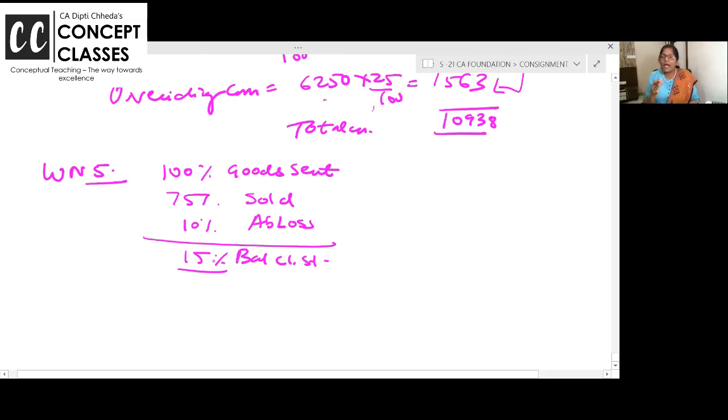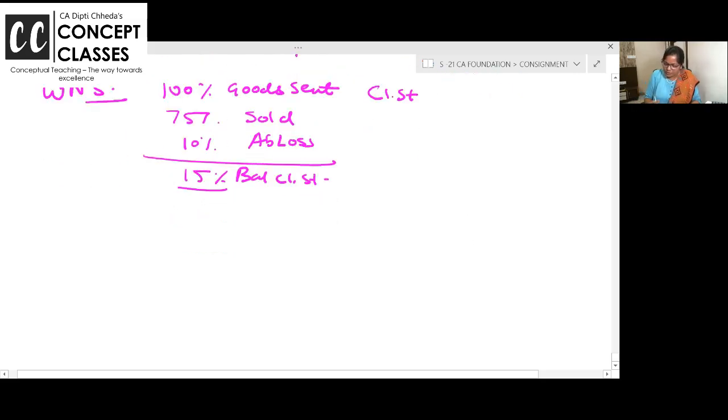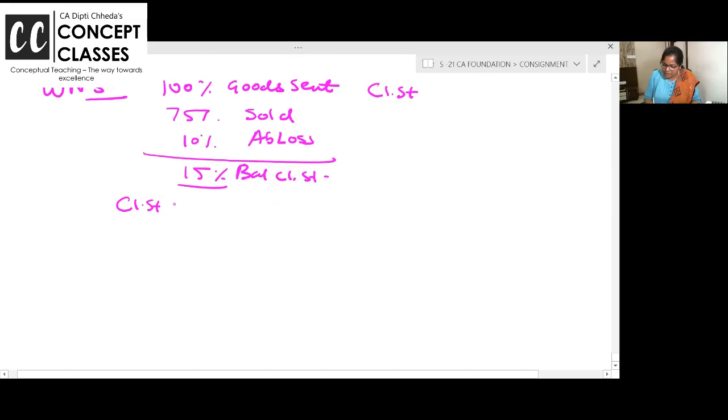I can't say how much you will enjoy costing in CA Inter if you know the consignment account. The accounts are exactly this; its elder brother is called branch accounting. Is the percentage clear? So 15% closing stock is there right now. Okay. Now closing stock, we'll write below this. Closing stock at invoice price.